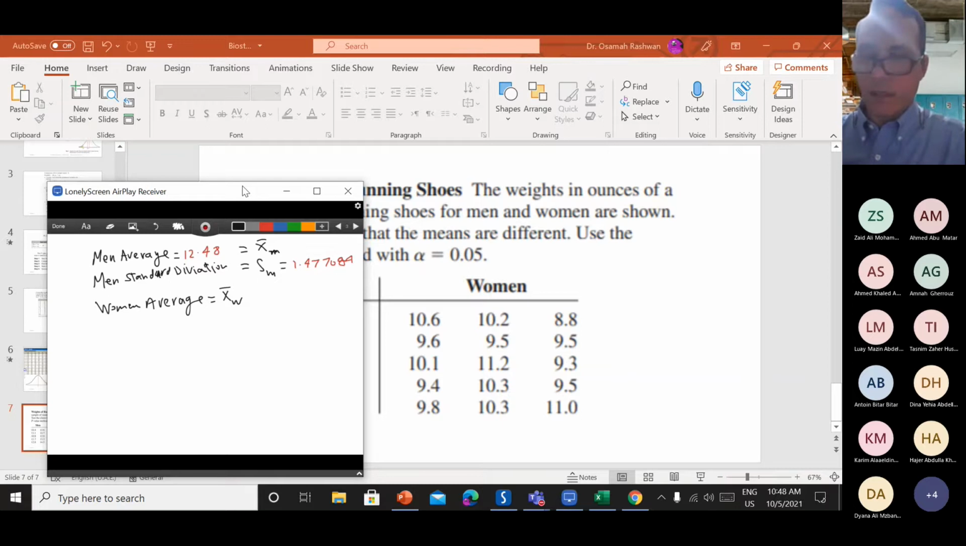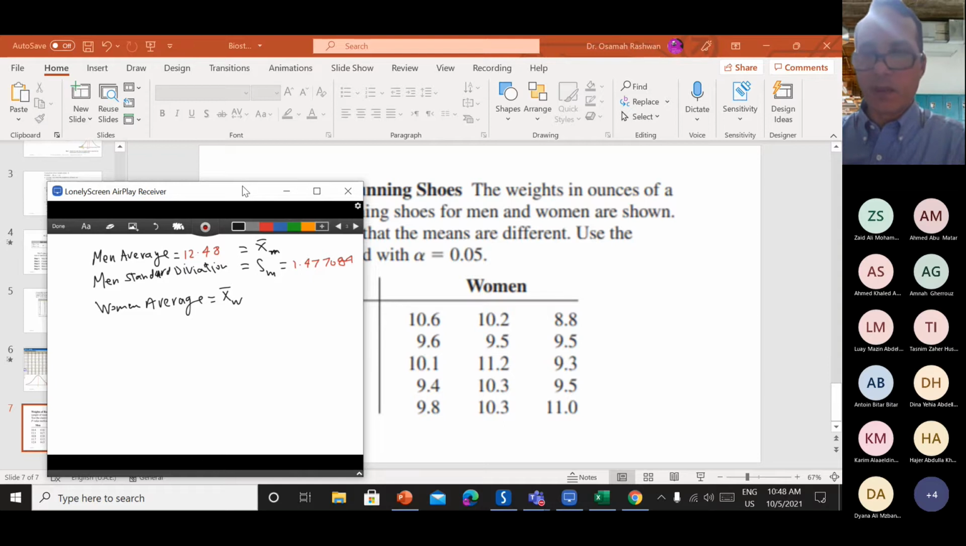10.6 equal, 9.6 equal, 10.1 equal, 9.4 equal, 9.8 equal, 10.2 equal, 9.5 equal, 11.2 equal, 10.3 equal, again 10.3 equal, 8.8 equal, 9.5 equal, 9.3 equal, 9.5 equal, the last one 11 equal.